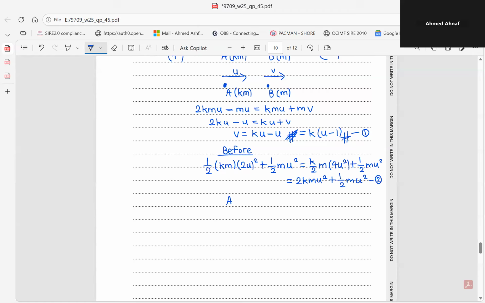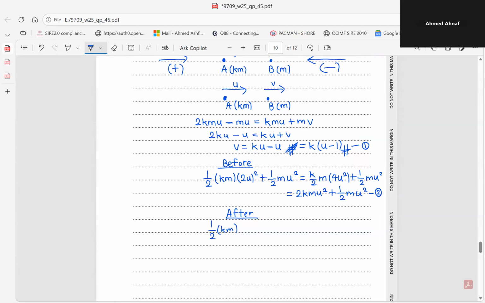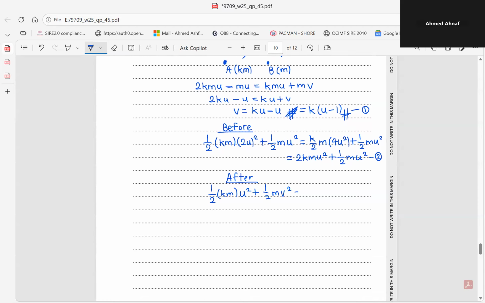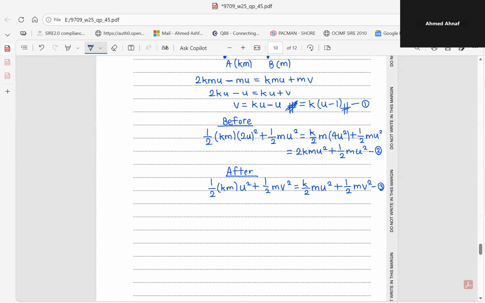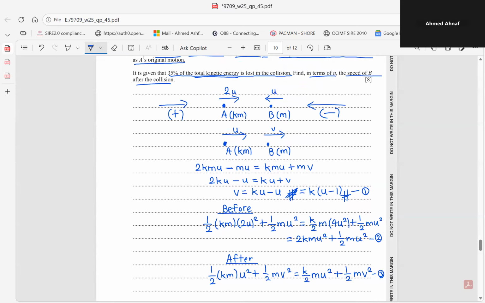And now after, same thing, half km u squared for A plus half mv squared is equal to k over 2 mu squared plus half mv squared. So this is equation 3.